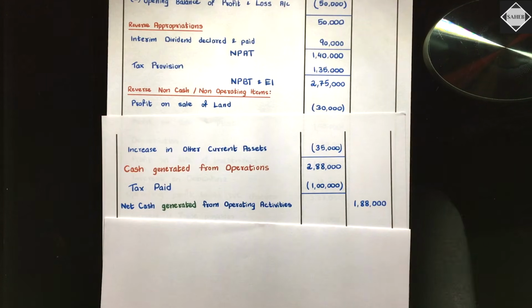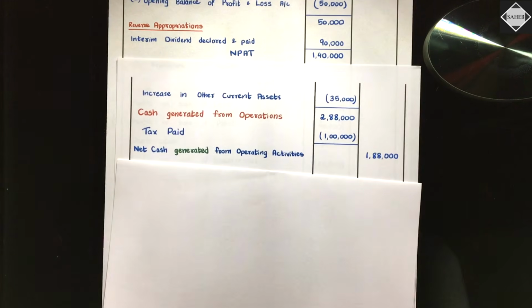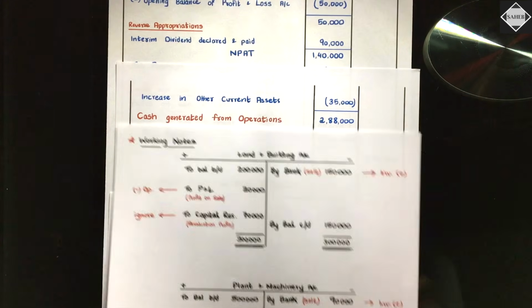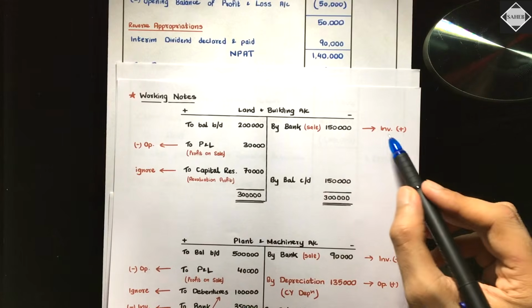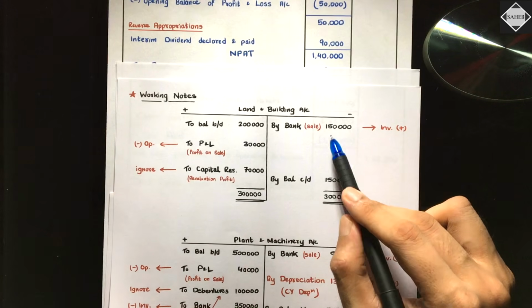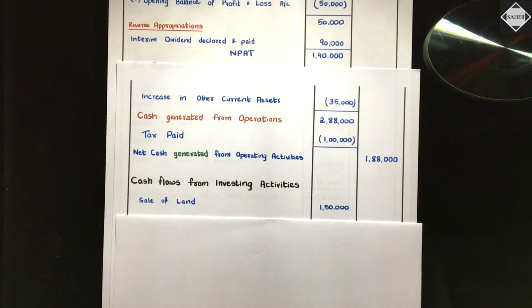Clear? Easy. Next we have to do investing activities. Okay, cash flow from investing activities. So what do you have to do for this? Go to the ledger account first. See in the ledger account, are there any investing cash outflows or inflows? Okay, so we start from the land and building account. Yes, we have an investing inflow over here of 1,50,000, the sale of land, right? So let's take that. Sale of land, 1,50,000.